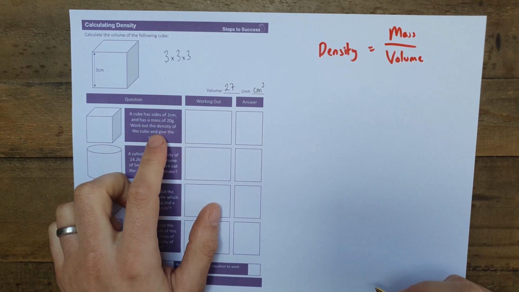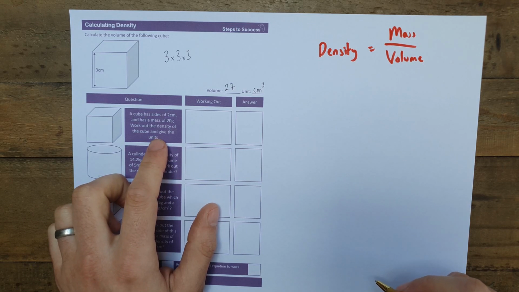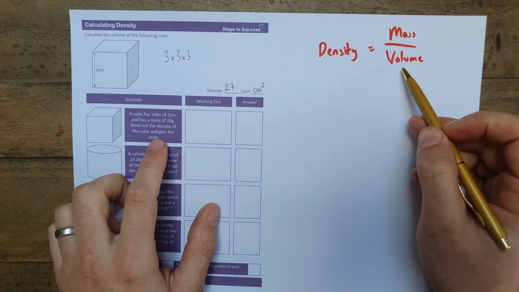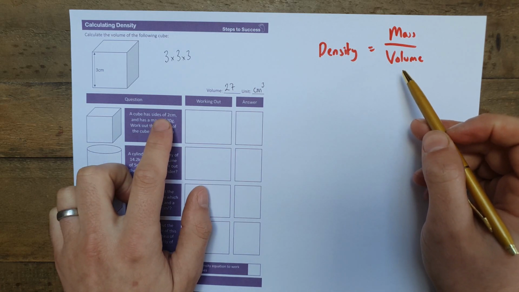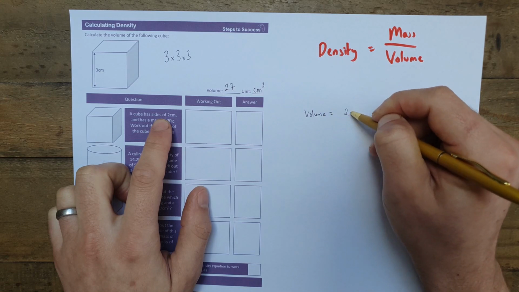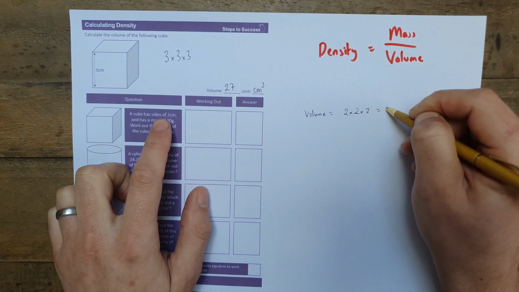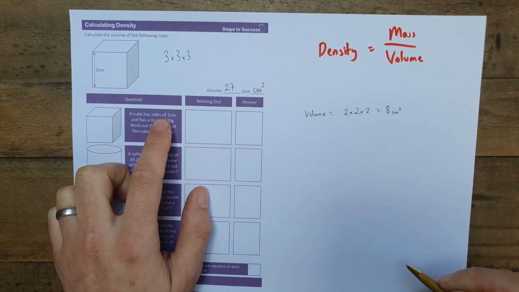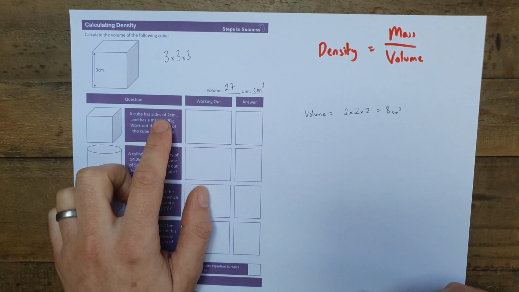Okay, so for our first question here, it gives us a cube with a side length of 2 centimetres and a mass of 20 grams. We want to work out the density of the cube and give the units. If we want to use this equation, we first need to know the volume, and it's only given us the length of the sides. So to work out the volume of the cube, it'll be 2 multiplied by 2 multiplied by 2, which gives us 8 centimetres cubed.